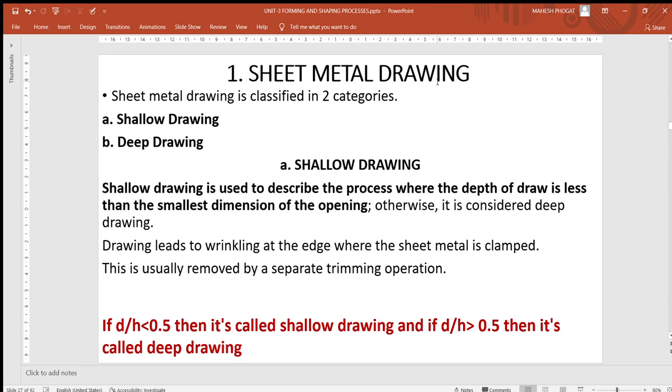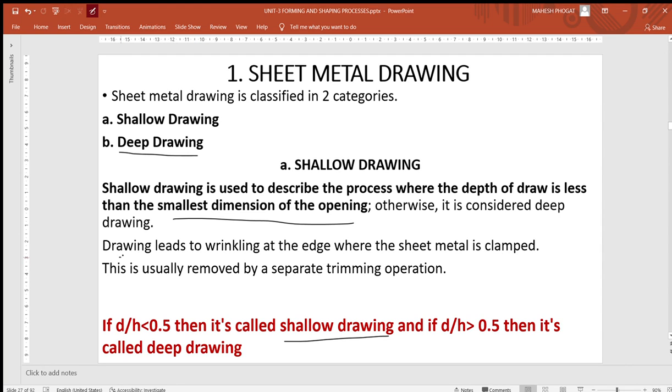Sheet metal drawing can be further classified into two categories: shallow drawing and deep drawing. Shallow drawing is not widely used. The drawing process is basically done with deep drawing. Anyhow, shallow drawing describes the process where the depth of the draw is less than the smallest dimension of the opening. In other words, if the diameter to height ratio is less than half, or 0.5, then it is called shallow drawing.